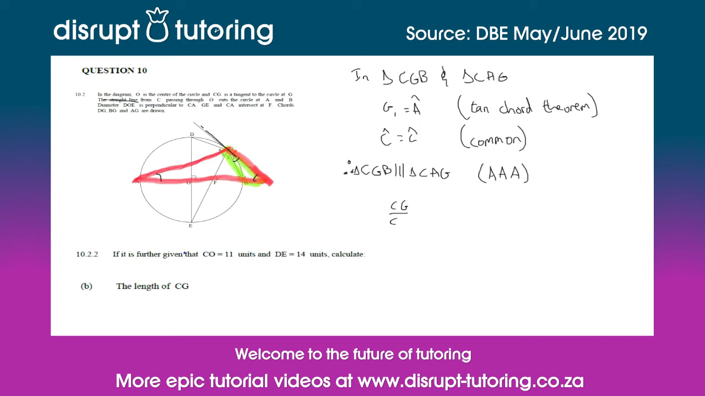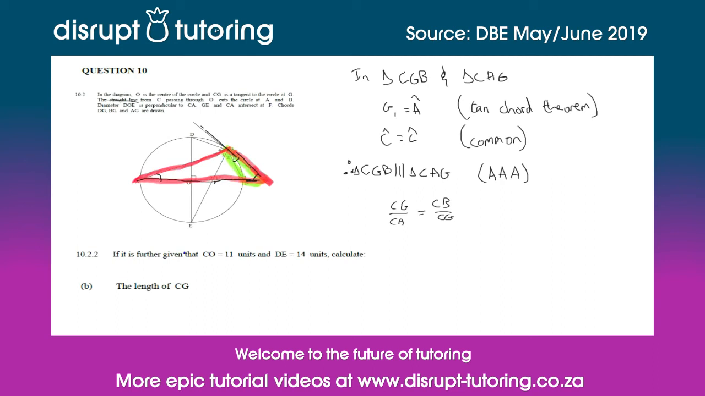So CG over CA will be proportional to CB over CG. If we look there, CG over CA, which is that long line there, will be proportional to CB, which is the small one, over CG.